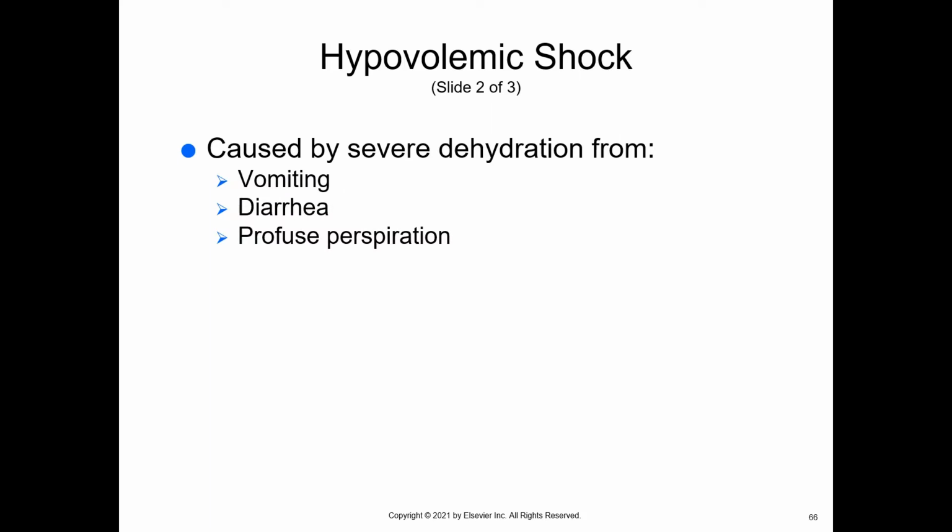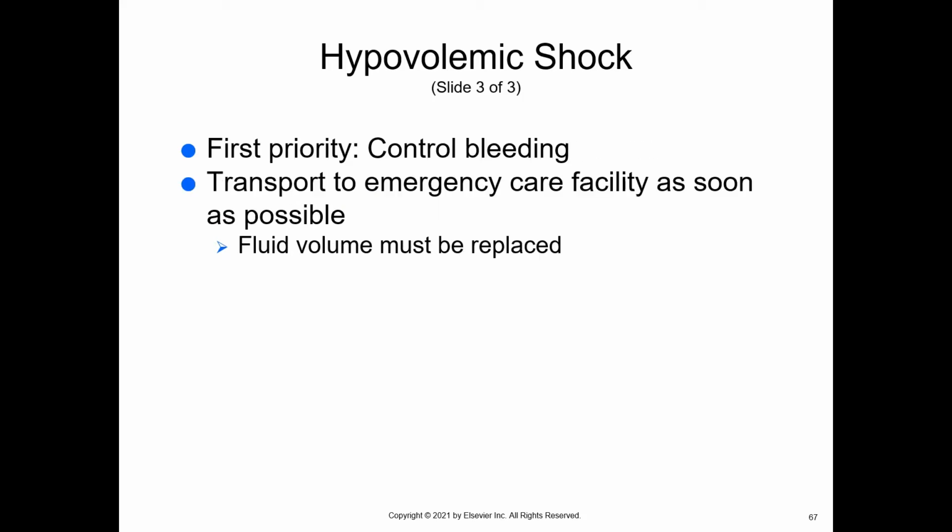This can be caused as well from severe vomiting, diarrhea, or profuse perspiration. The first priority here, if we're suspecting external or internal hemorrhaging, is to do anything possible to try to control bleeding. Transport to emergency care as soon as possible, because the thing that's going to fix this one is to get fluid volumes back to normal.